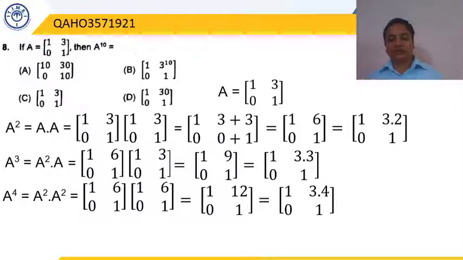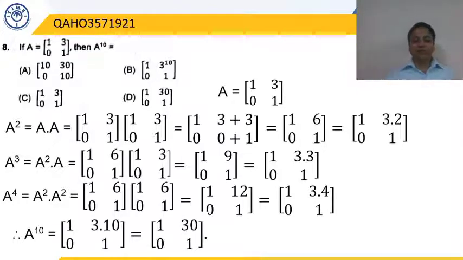When A to the power 3, the first row, second column element is 3 into 3. When A to the power 2, the first row second element is 3 into 2, and A to the power 1, 3 into 1. And the rest 3 elements are 1 0 1. So if we generalize this pattern and move further, A to the power 10 is nothing but 1 0 1 by default as in the others, and it's 3 into 10. Now what is 3 into 10? 3 into 10 is 30.